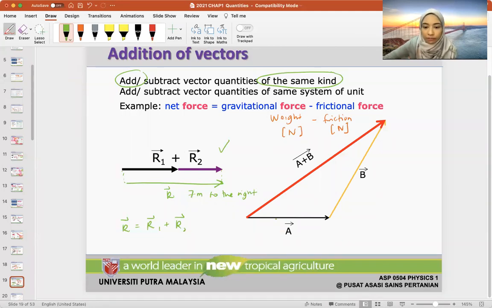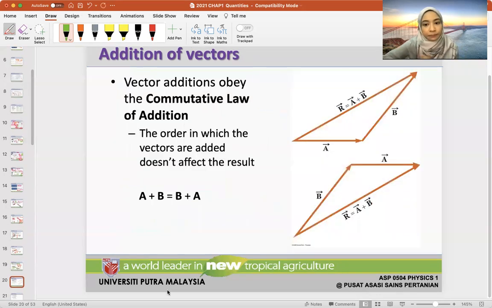And then we have A vector added with B vector. A vector plus B vector. So this is where it gets a little bit tricky because they are not in the same direction, but you can add them walaupun tak sama direction. So there are a few techniques to do this. So let's go over them. A plus B vector, how can we solve them?